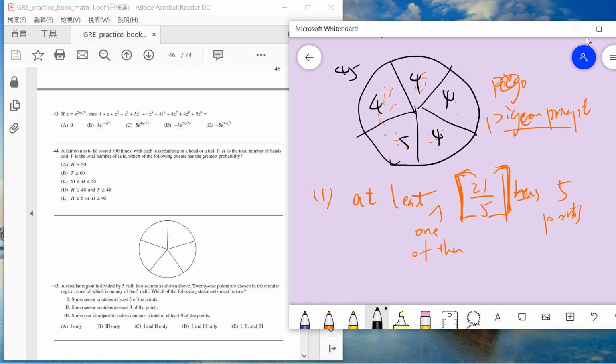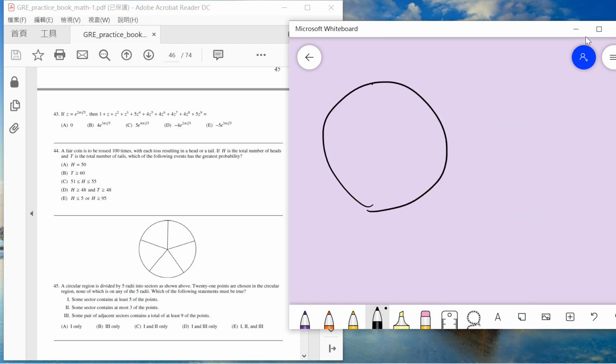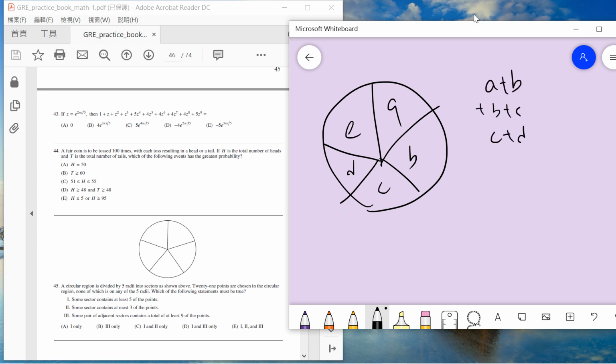How about the third one? Some pair of adjacent sectors contains a total of at least 9 points. Okay, this is also a variation of the pigeonhole principle. How about I do this? Suppose that the sectors are A, B, C, D, E. So we know that A plus B, B plus C, C plus D, D plus E, E plus A.